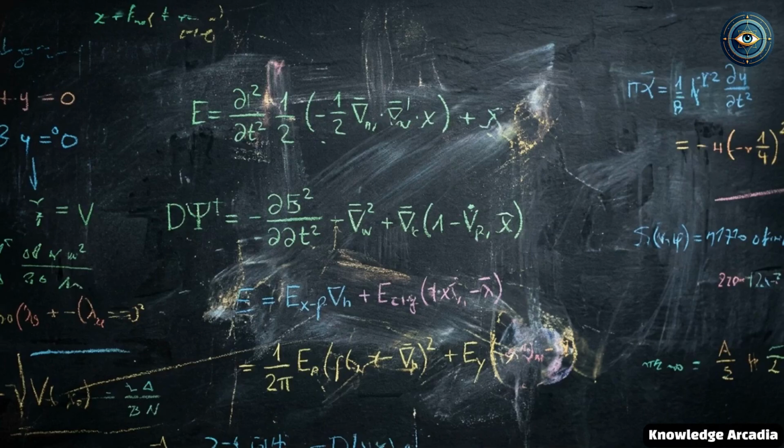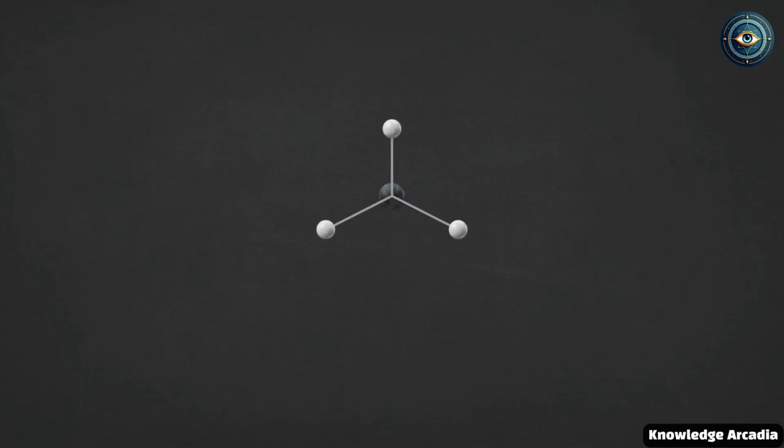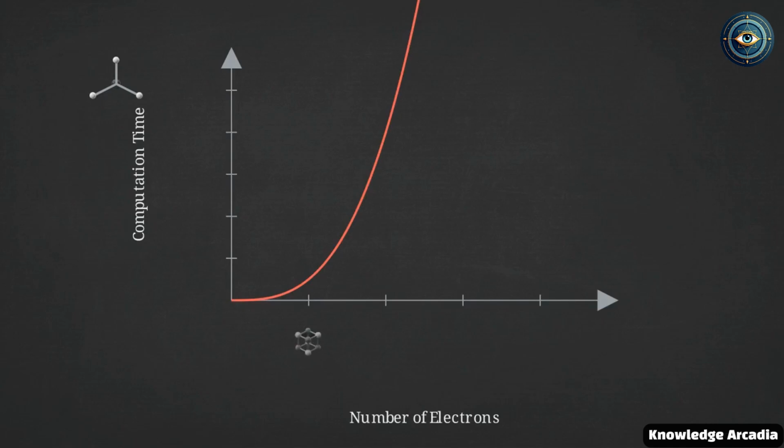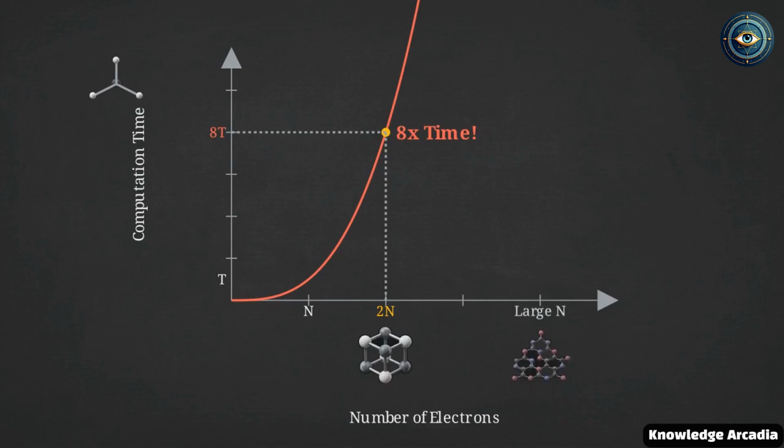For decades, researchers have relied on density functional theory, or DFT, to simulate quantum chemistry. It accurately maps out electron distribution, but it carries a severe mathematical penalty. DFT's computation time scales to the cube of the number of electrons. If you double the size of the molecule, the simulation takes 8 times as long. This strict bottleneck makes simulating large, complex drug candidates practically impossible.